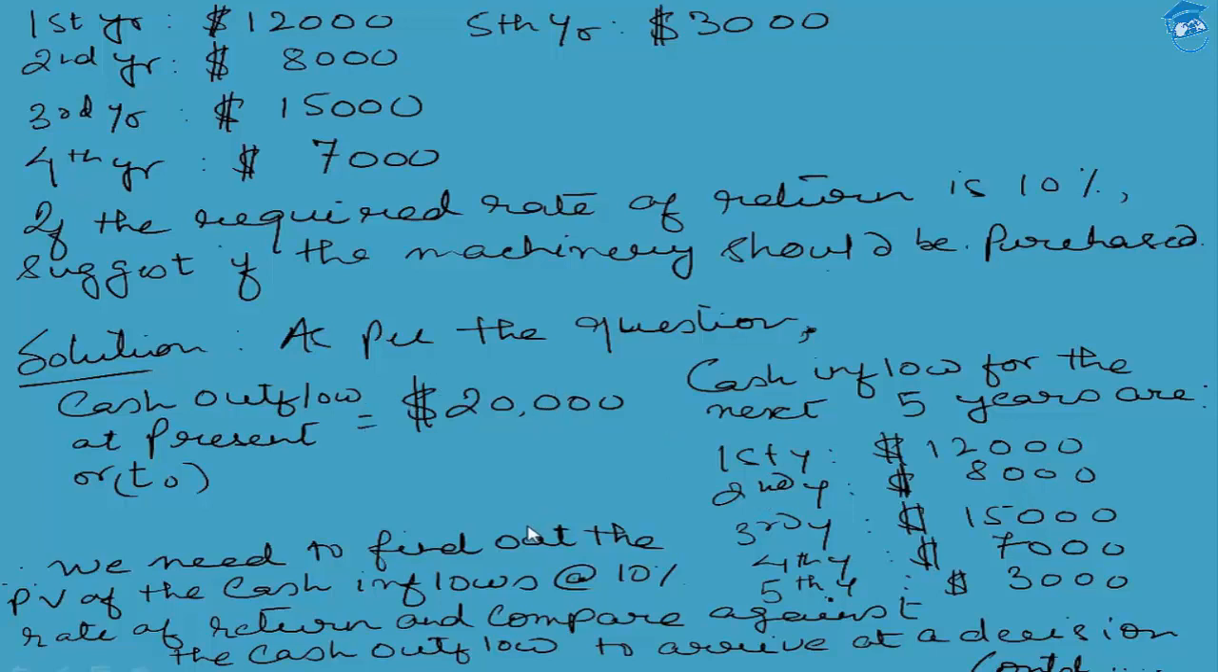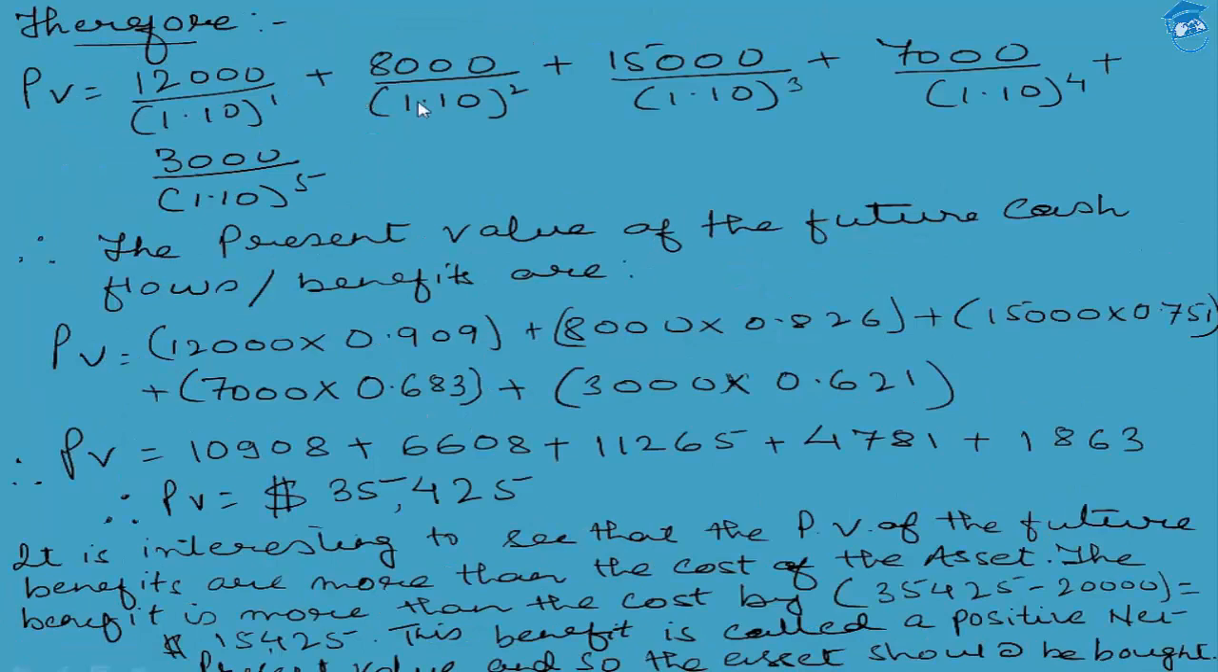Now the calculation goes like this, which we just saw in our last discussion: the present value is 12,000 upon 1.10 to the power of 1, 8,000 upon 1.10 to the power of 2, 15,000 upon 1.10 to the power of 3, 7,000 upon 1.10 to the power of 4, and 3,000 upon 1.10 to the power of 5. So the present value of the future cash inflows and benefits is 12,000 into 0.909. I don't want to repeat myself, students, but this is the same calculation.